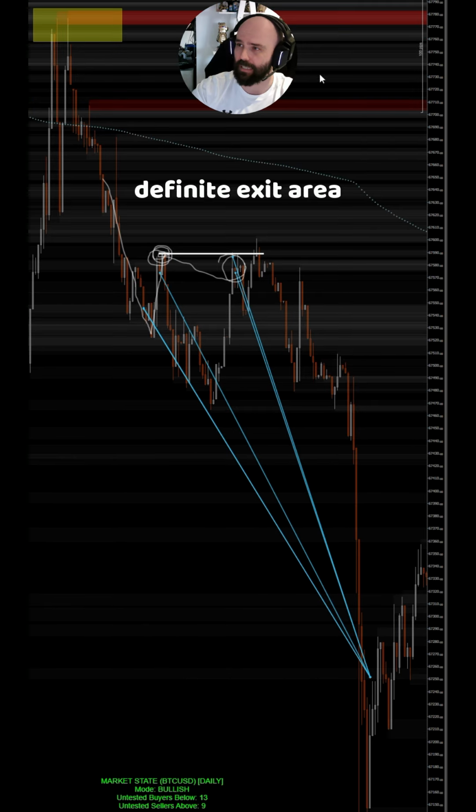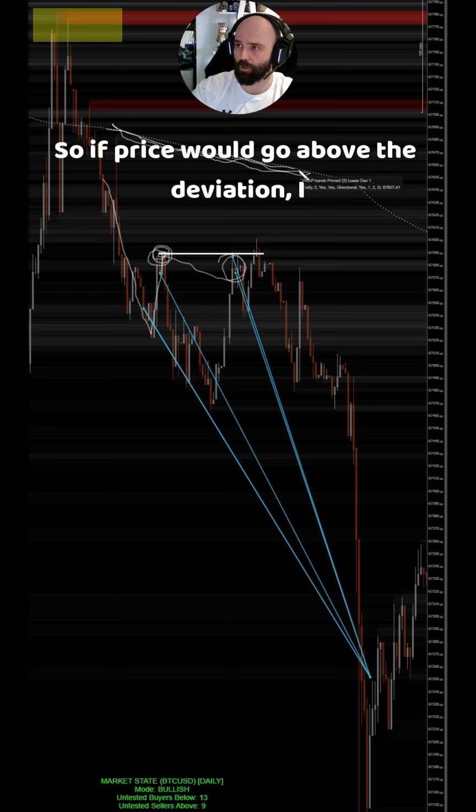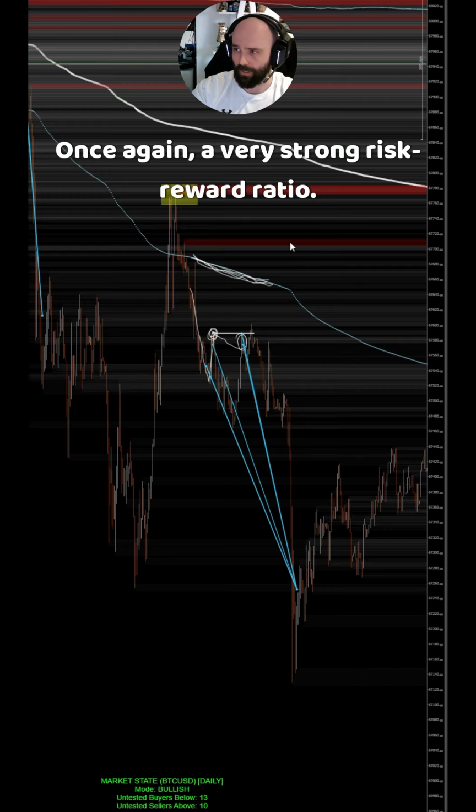Now, my definite exit area was the deviation right here. So if price went above the deviation, I would get out. Once again, a very strong risk-reward ratio.